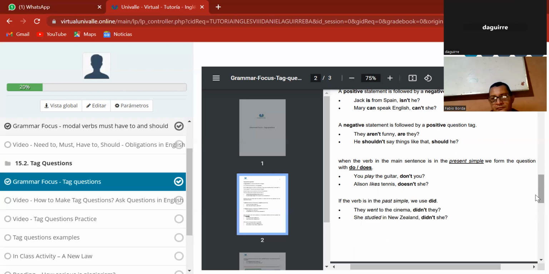She studied in New Zealand, didn't she? How can we interpret or translate the end of a sentence that finishes with a question? ¿Cómo lo traducimos al español ahí? Excuse me, what's the question? How can we translate or interpret the end of the question? For example, if you say, you play the guitar, don't you?